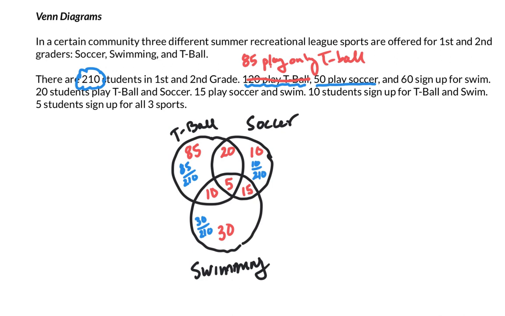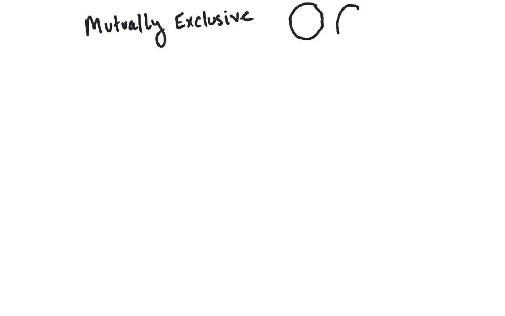Let's talk just a couple more things. Venn diagrams give us a nice visual way to talk about the terms mutually exclusive. And mutually exclusive means two events that cannot occur at the same time. And why I said the Venn gives a nice visual is it would be two events that look like this. It would be impossible to have an overlap.